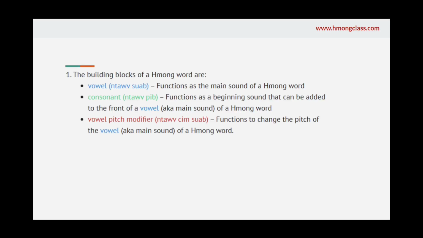The third building block of a Hmong word is called the vowel pitch modifier, in Hmong, do ji shua. The function of the vowel pitch modifier is to change the pitch of the vowel, or the main sound of a Hmong word. So these are the 3 key building blocks of a Hmong word, and these are what you'll need to understand and know in order to form a Hmong word and thus be able to read a Hmong word. There are more details that will be coming in regards to these 3 building blocks, but at the very basic form, these are the building blocks that we're going to look at today.